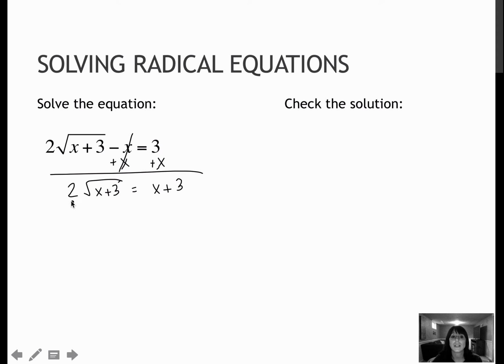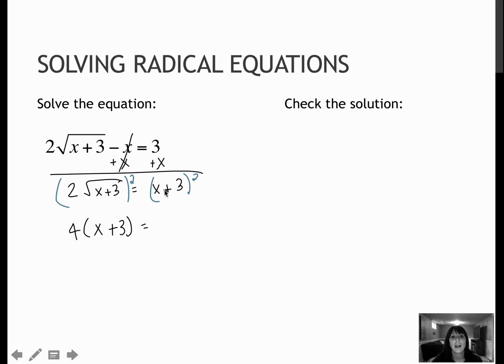Now, I have a choice here. I can either divide each side by 2, which of course is going to give me a fraction on this side and give me my radical by itself, or I can simply remember that when I am squaring this, the 2 will also be squared. So when I square each side, I get 2 squared, which is 4, and then I get the quantity x plus 3. So the square root and the squared cancel out. But I did have to square the 2.